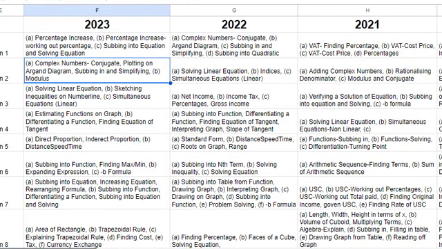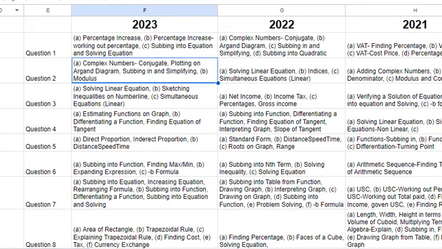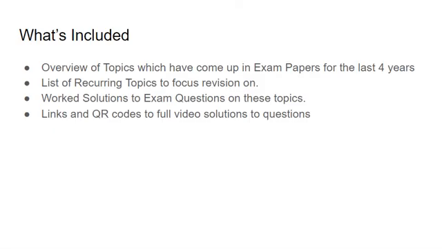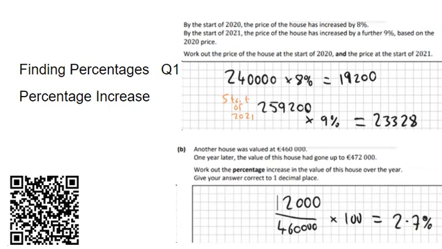So I'm going to go through a list of general topics which I think are important, and they should give you a starting point for your revision. They're not everything, but to pass the paper, you definitely have to know these topics that I'm going to go through now. The first one is finding percentages, percentage increase, and this is a general one. Finding percentages comes up an awful lot throughout the paper.